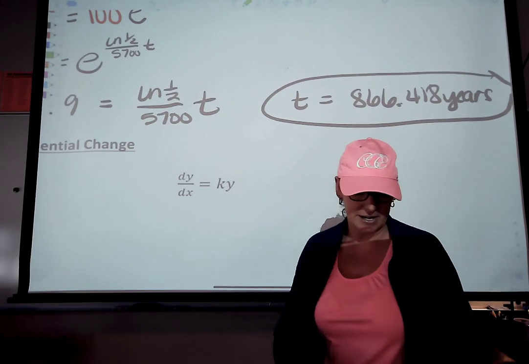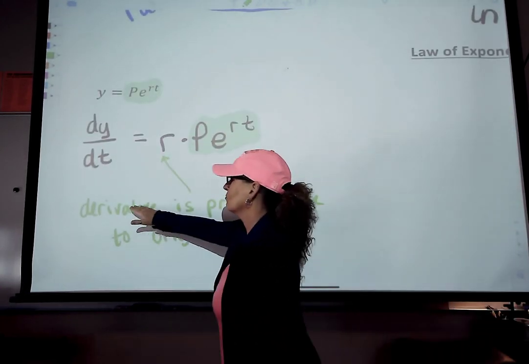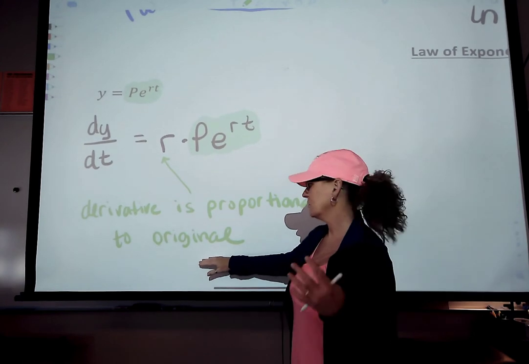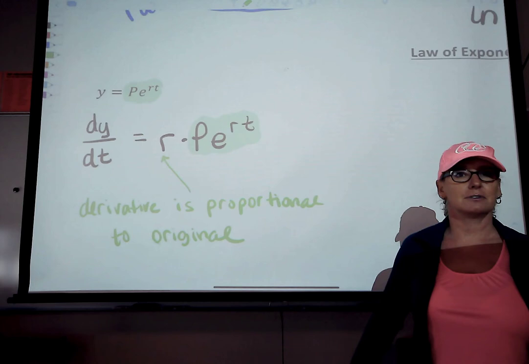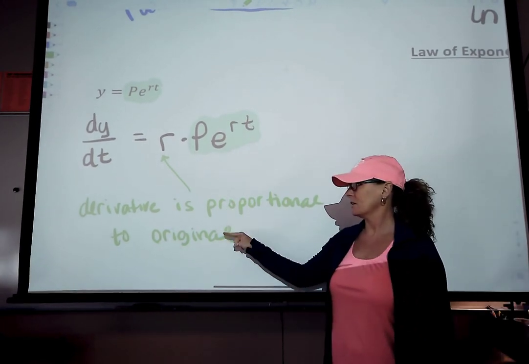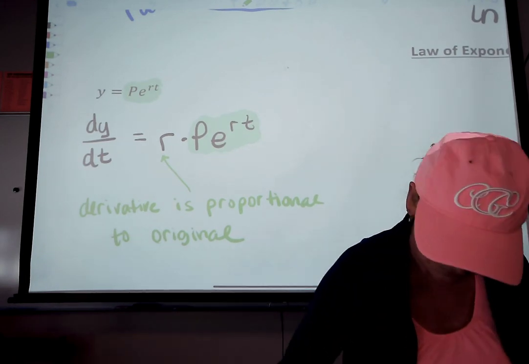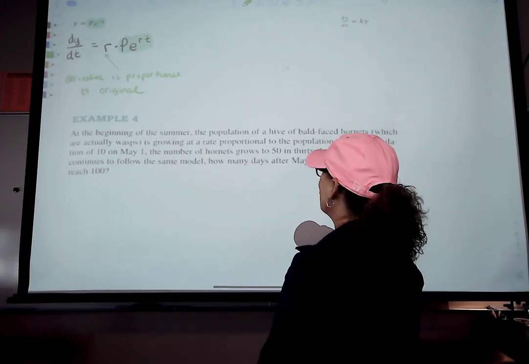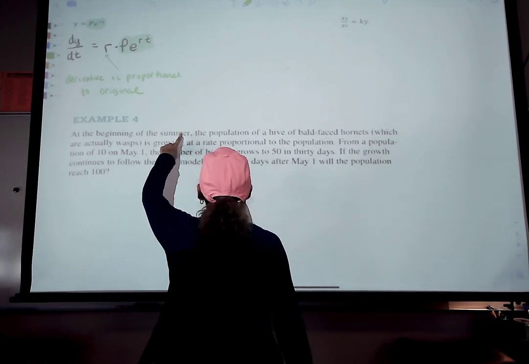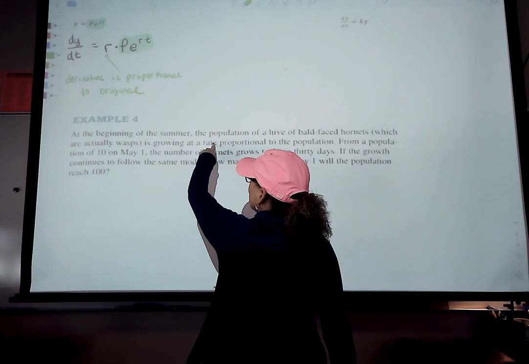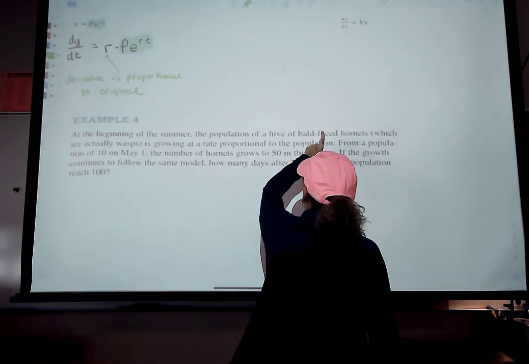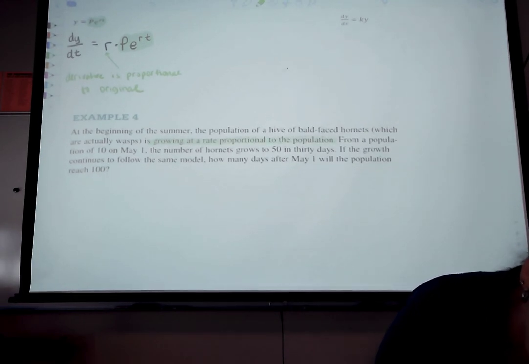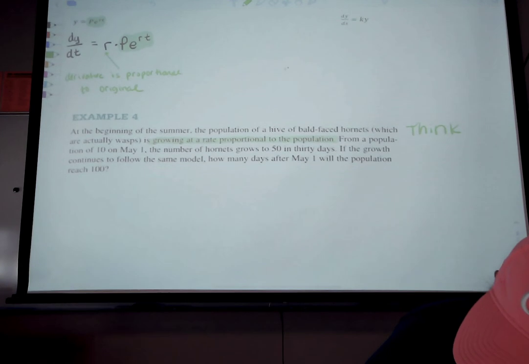So anytime you hear that phrase, that your rate is proportional to the original, or your rate of change is proportional to the amount, that's a clue you're dealing with a PERT equation. When you hear that, think PERT. So here we go. You're going to hear that. Ready? Population is growing at a rate, derivative, proportional to the original. Growing at a rate proportional to the original. Think PERT.